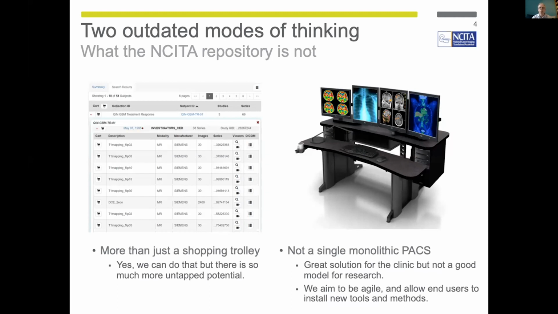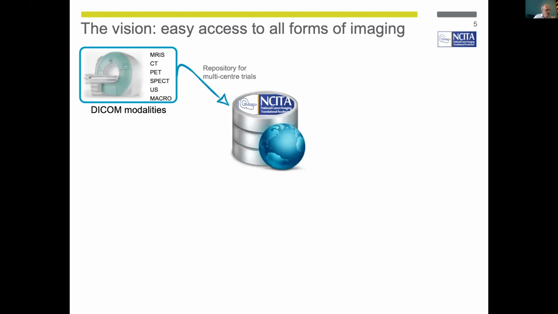But here's the rub. Because everything has to be very strongly CE marked and all that sort of stuff, new features appear only infrequently. Our aim is to be agile and to allow end users themselves to install new tools, new methods. So we want to make it easy to browse, load, and manipulate all types of imaging. Thanks to XNAT, which is our central imaging archive platform, we can do this for DICOM data straight away in a way that's open, vendor neutral, and extensible.